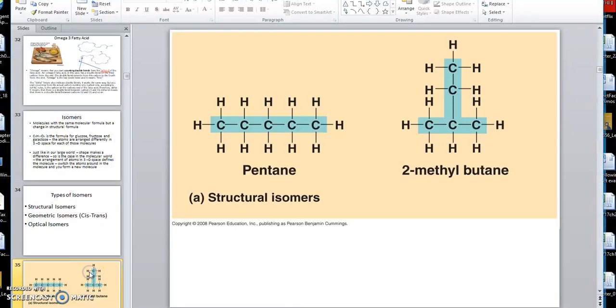A structural isomer basically is like this. It's a change in the arrangement of the atoms. So here's pentane. Here's the same number of atoms in a different arrangement.